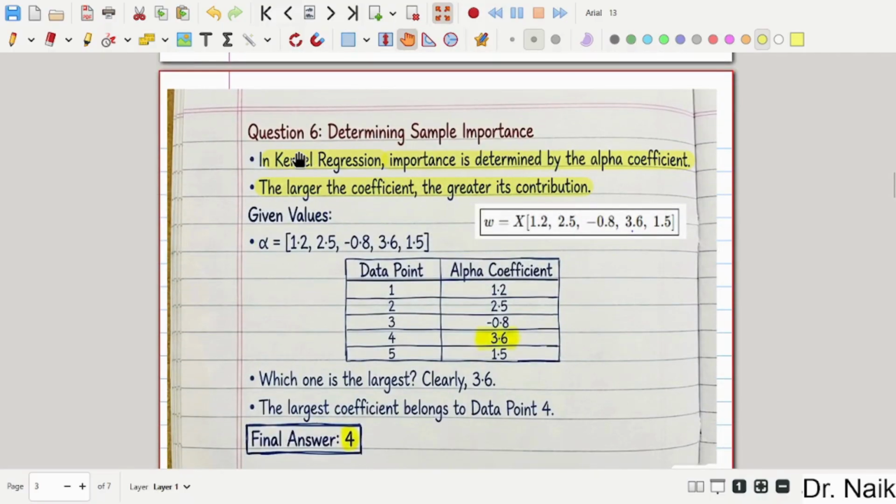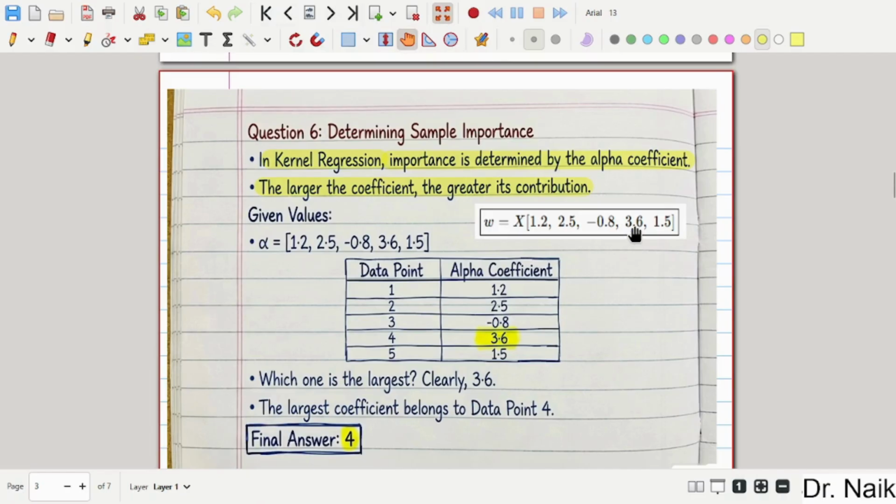Now consider our question number 6. In kernel regression, importance is determined by the alpha coefficient. The larger the coefficient, the greater its contribution. In question 6 the alpha is given as 1.2, 2.5, minus 0.8, 3.6 and 1.5. That means data point 1 corresponds to alpha 1.2, data point 2 to alpha 2.5, data point 3 to alpha minus 0.8, data point 4 to alpha 3.6, and data point 5 to alpha 1.5. So which one is the largest?